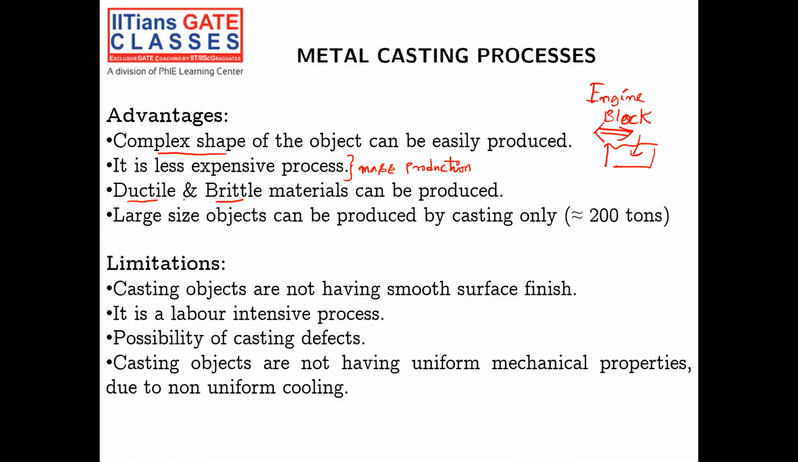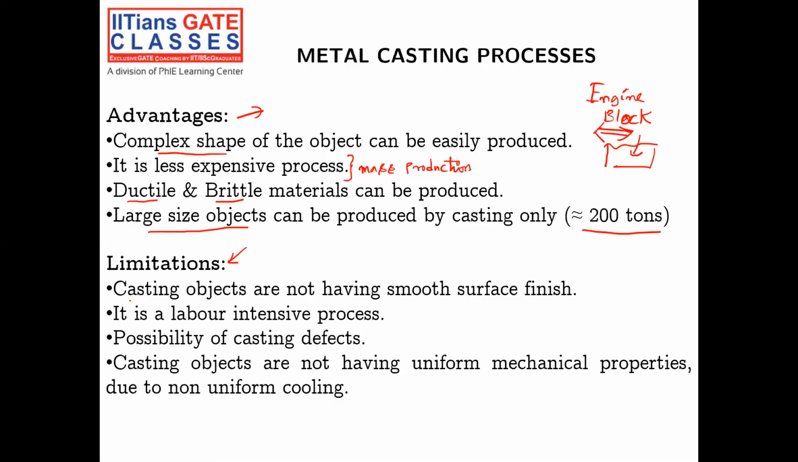So materials with both soft and hard properties can be made using metal casting, and large size objects can be made up to 200 tons in a single go. In a single go, you can make this large size object by using metal casting. So as you have some goods, you have some bads also.